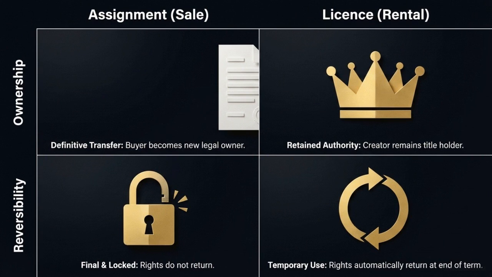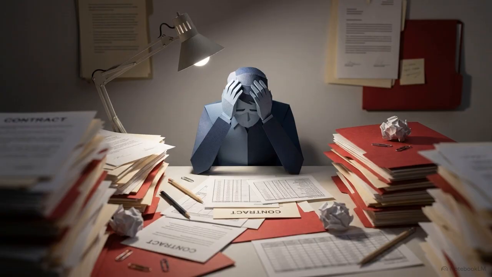Shifting to the license column, we look at the rental model. You authorize specific uses for a set time, but remain the absolute owner. Notice the reversibility loop. You get your rights back when the term ends. The catch is the administrative burden. A license requires strict ongoing management and contract tracking to ensure your partner stays within the agreed bounds.